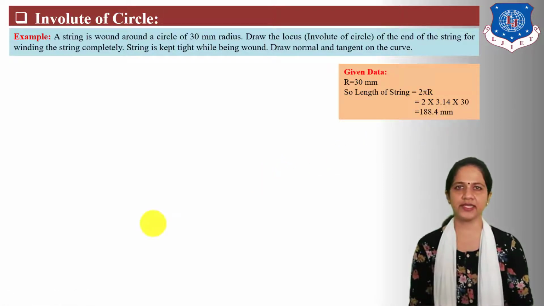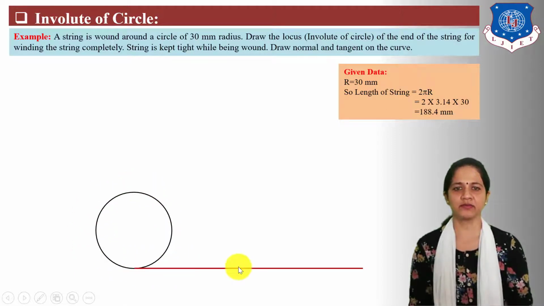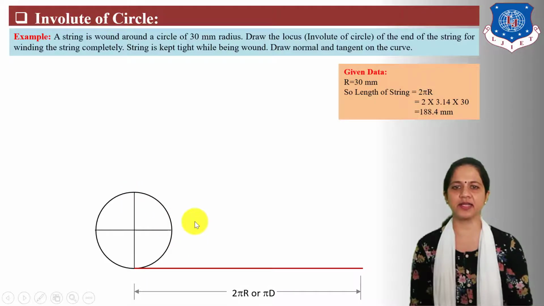Next draw a 30 mm radius circle and a 188.4 mm length string from the bottom point of the circle. Next, divide this circle into 8 equal parts at 45-degree angle.